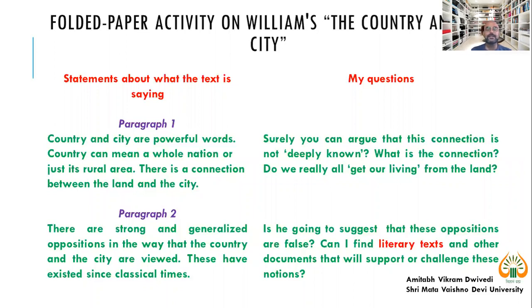Now I am taking help of intertextuality. I would like to know whether I can find other documents, other literary texts in support of or against the notions posited by Raymond Williams. This is how you can start with argumentative writing. Argumentative writing is basically a rhetorical type. You need to raise certain questions and then you need to answer them.